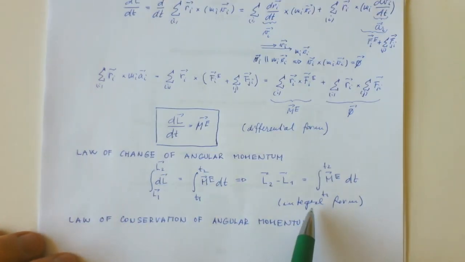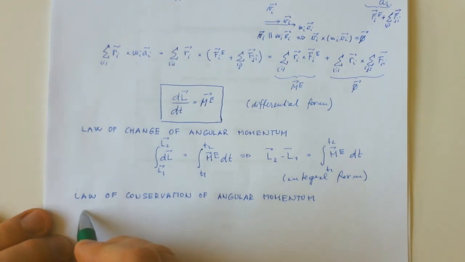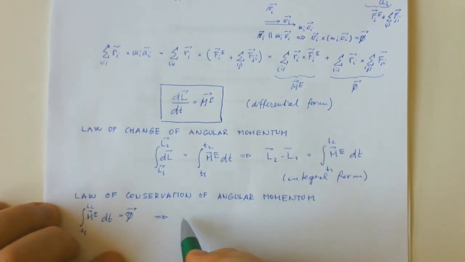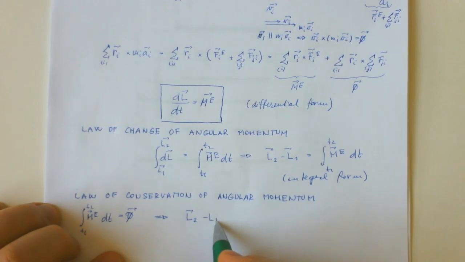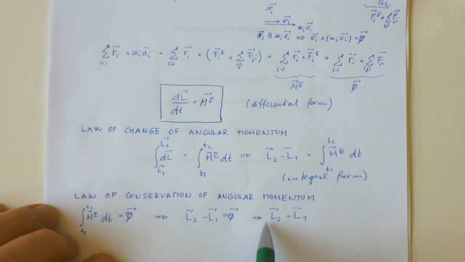And from that we can derive the law of conservation of angular momentum. So under the condition that this integral of Me dt is equal to 0, consequently L2 minus L1 is equal to 0 and L2 is equal to L1. So the angular momentum at state 1, the original state, is equal to the angular momentum at state 2, the final state.